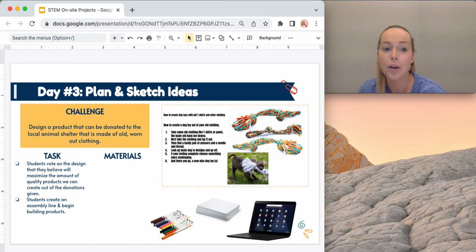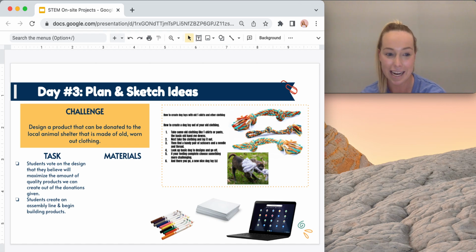On the next day, they're going to plan and sketch their ideas. So they're going to vote on a design that they believe will maximize the amount of quality products that we can produce out of the donations given. And they need to provide an assembly line for how to do that, so breaking it into jobs. Because a lot of the things that we ran into were a lot of people were wanting to do these cool dog braids, but only like 3 people in the class knew how to braid. So you gotta have jobs.